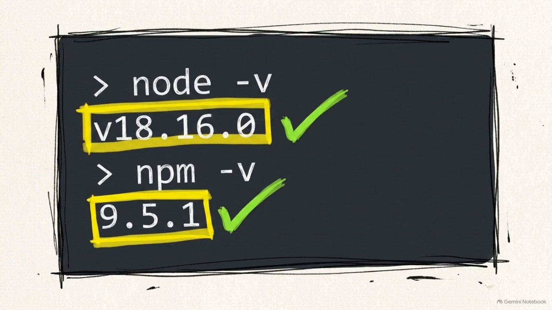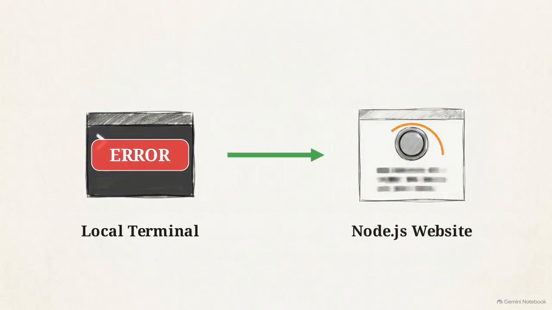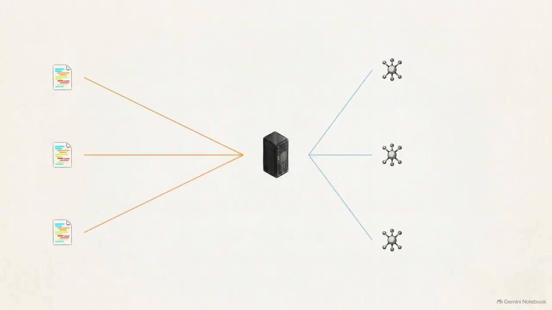Open your terminal and check your versions by typing node -v and npm -v to confirm the environment is ready. If your terminal returns an error, you will need to install Node.js from the official website before proceeding with the deployment. Once the environment is verified, use this exact command to launch the runtime: npx @deepseekai/dsh-web. This command downloads the necessary packages and initializes the service dependency backend that powers the agent.